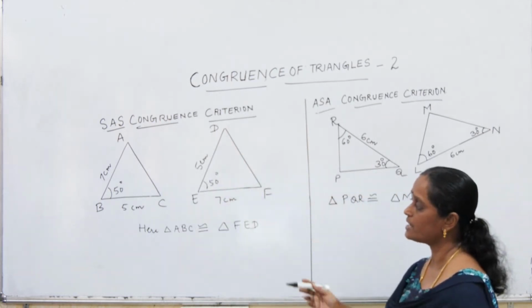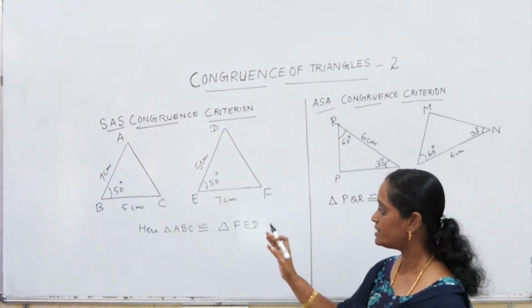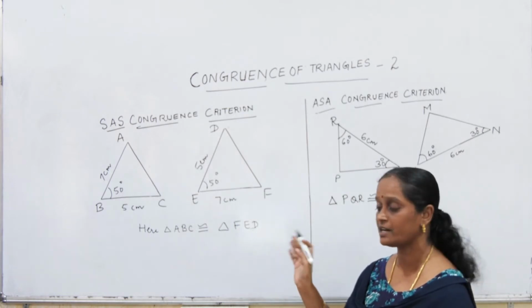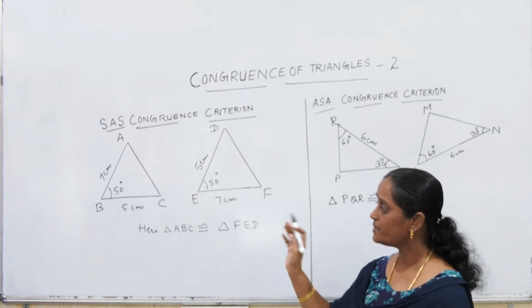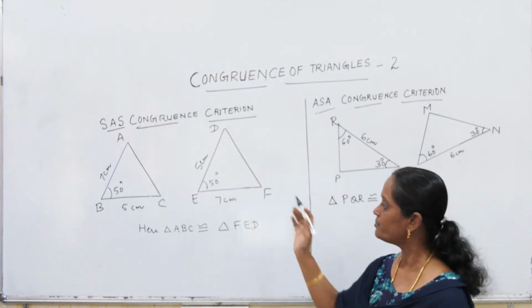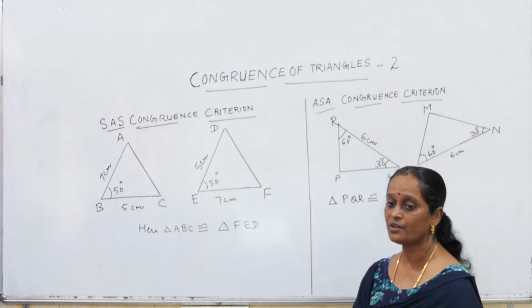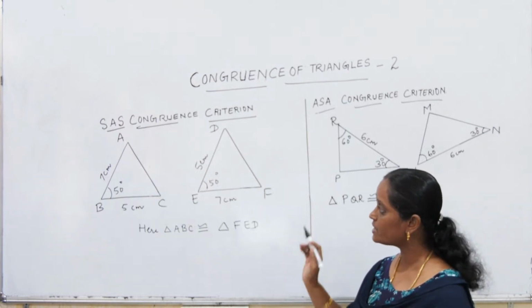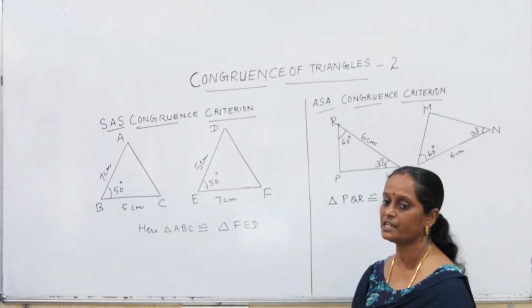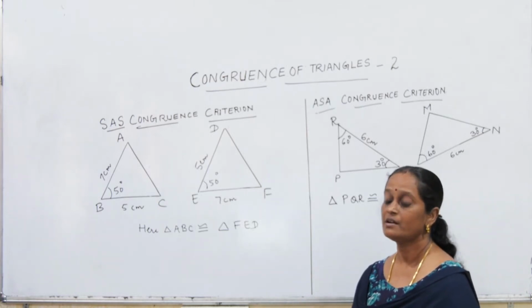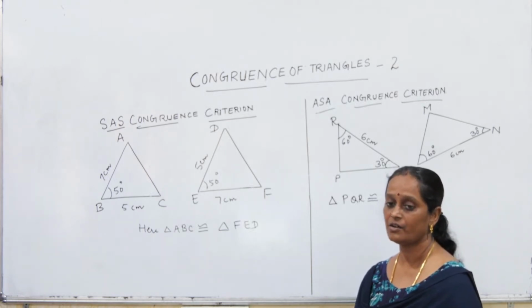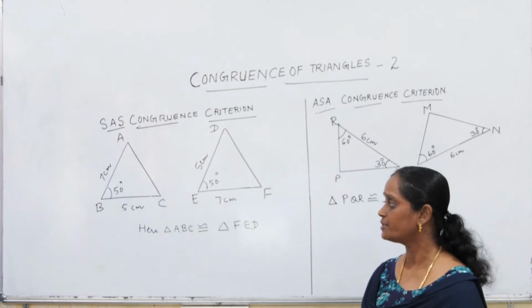So here you can see that two sides of one triangle and the included angle between the two sides are equal to the two sides and the included angle of the other triangle. So such two triangles, in which two sides and the included angle are equal to two sides and the included angle of the other triangle, under the side angle side criteria, they are congruent. So under this criteria they will be congruent.